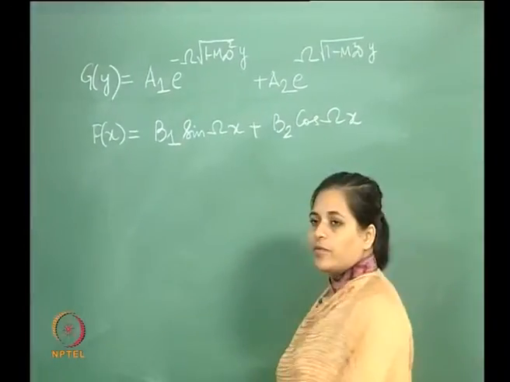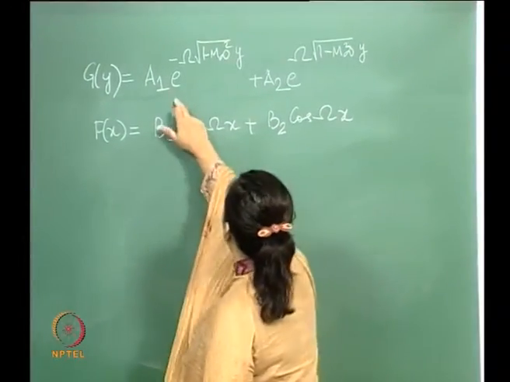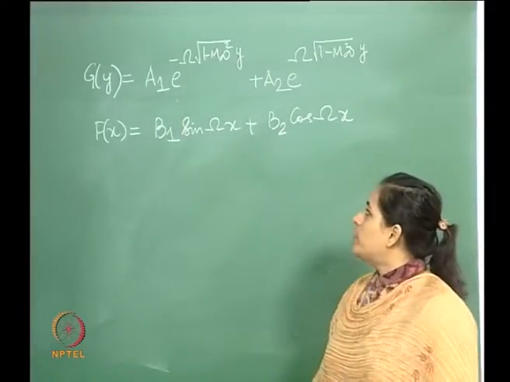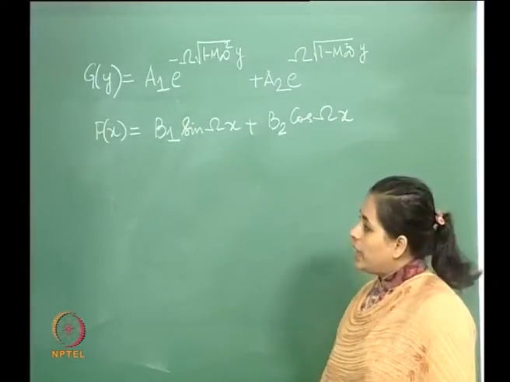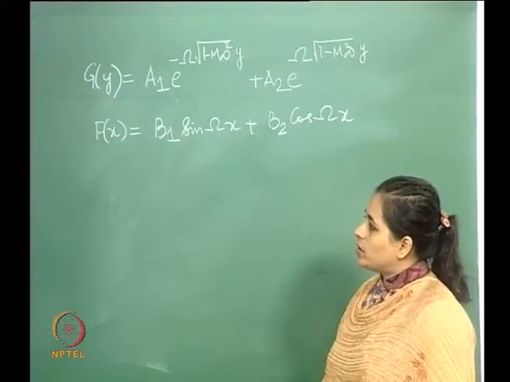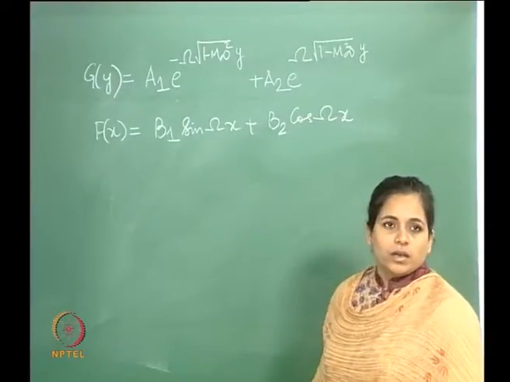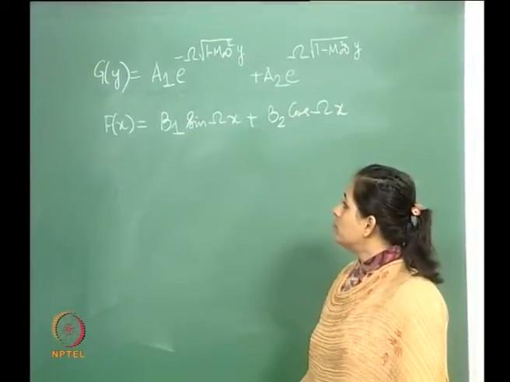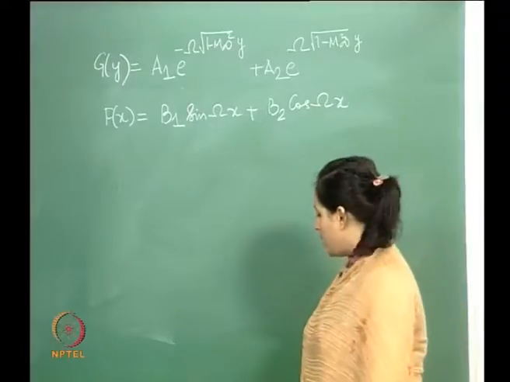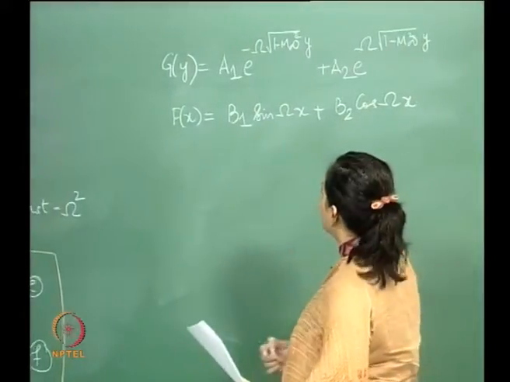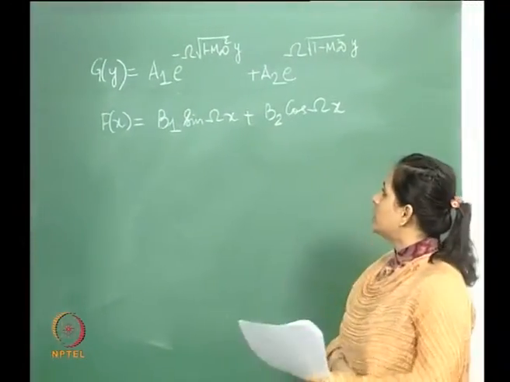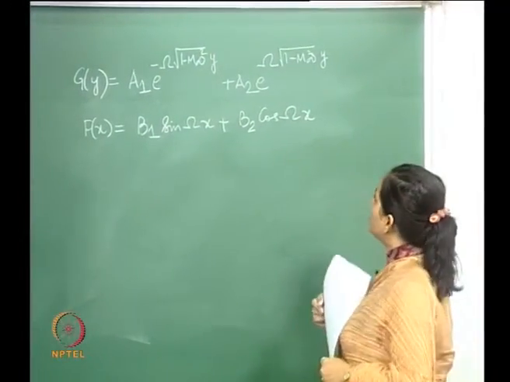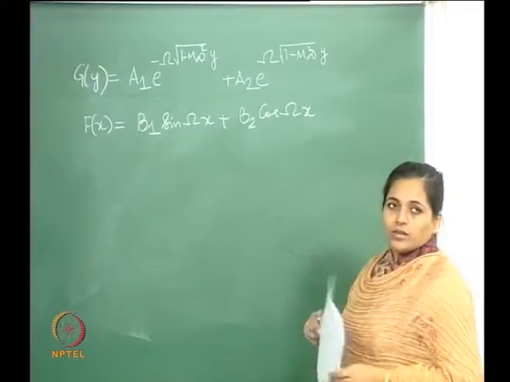So, if we can find appropriate values of a1, a2, b1 and b2, then we should be able to find f(x) and g(y), and hence we will be able to find a solution for our perturbed velocity potential, because phi p is equal to f(x) into g(y). Okay. So, let us see if we can do that. Usually how we go about this is that we try to see if we have enough boundary conditions, right. Then we can see if we can find appropriate values for this.